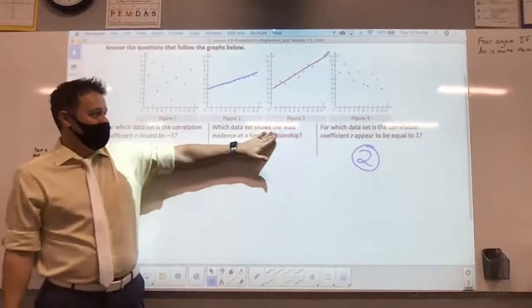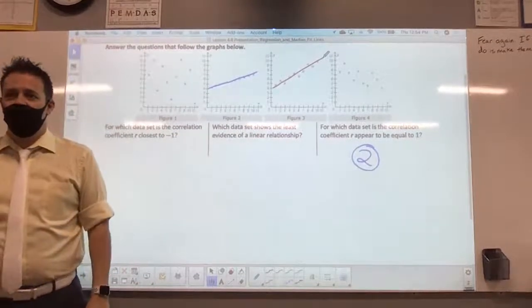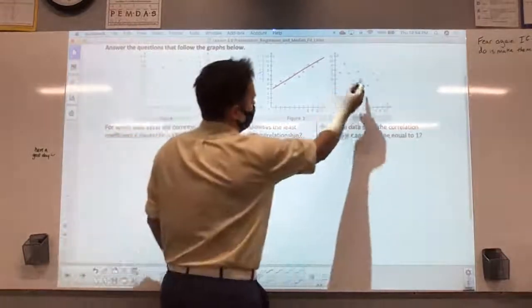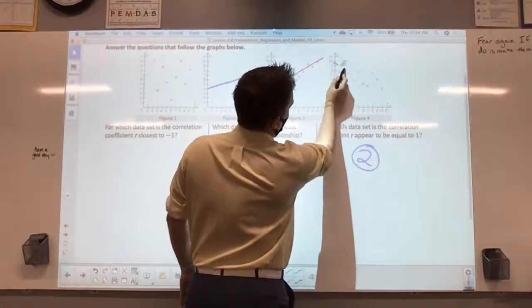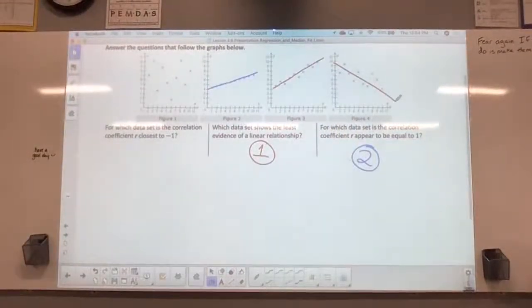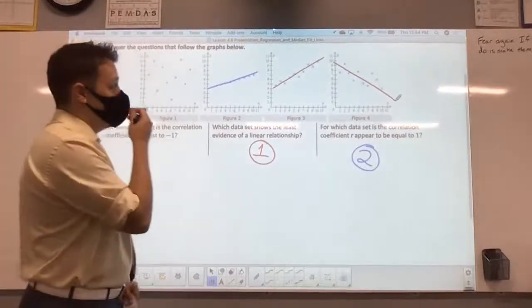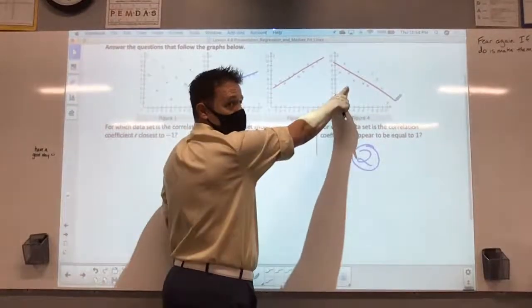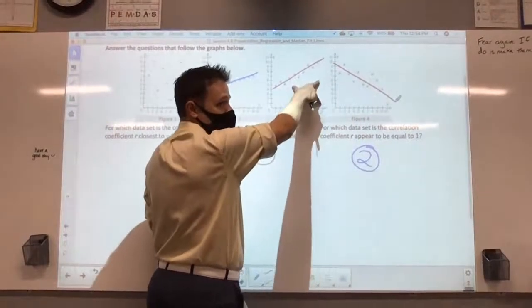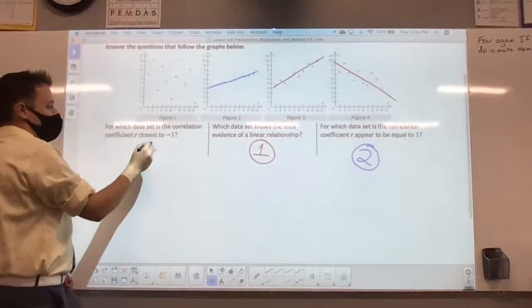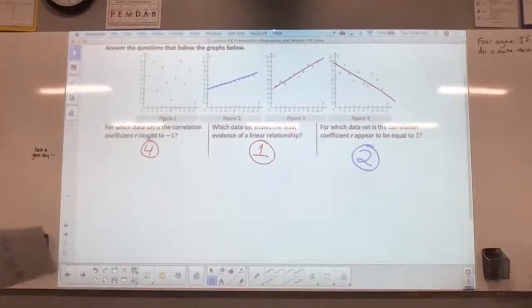Which data set shows the least evidence of a linear relationship? 1. And then this last one here, if I were to look at this and draw a line, it would go something like that. So is that a -1? Yeah, it would be. Now, if there was one like this, going negative, would this be closer than this one? If it was negative, flip down? Yes. This one would look a lot cleaner. So unfortunately, depending on what we're doing here, that's actually the only one that is a -1.